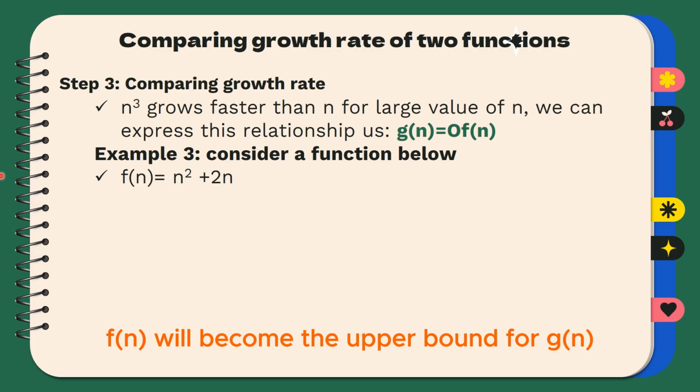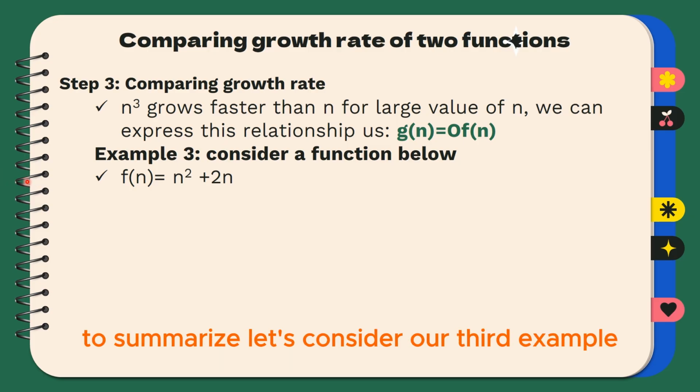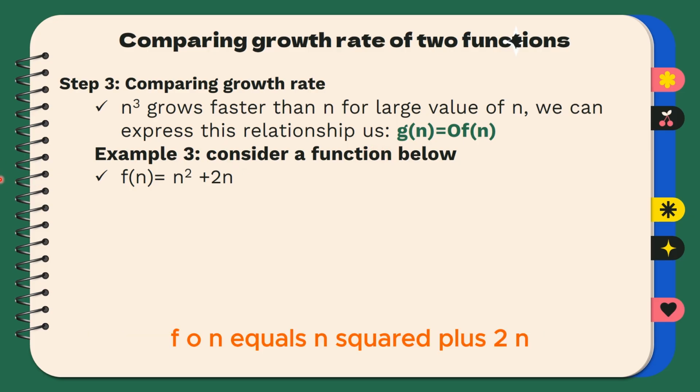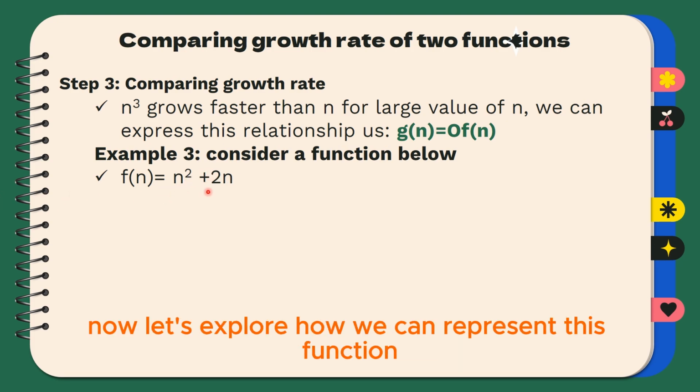To summarize, let's consider our third example. f of n equals n squared plus 2n. This is a quadratic function. Now, let's explore how we can represent this function using big O notation.